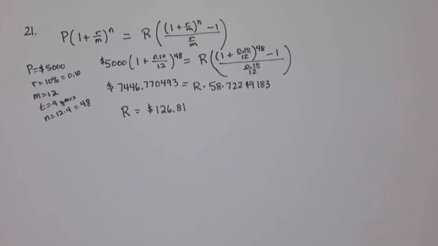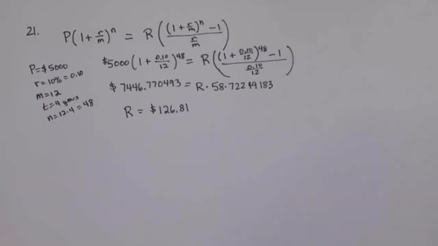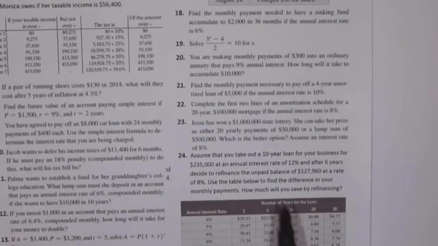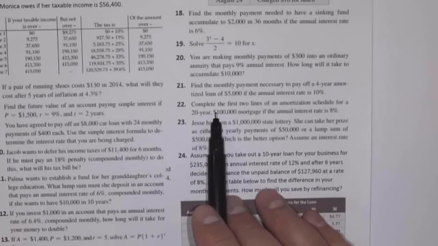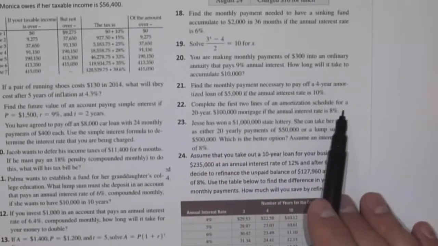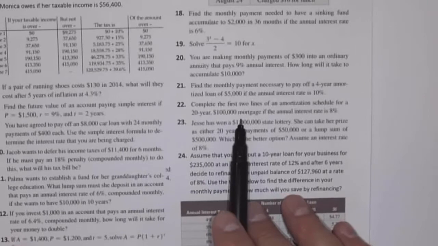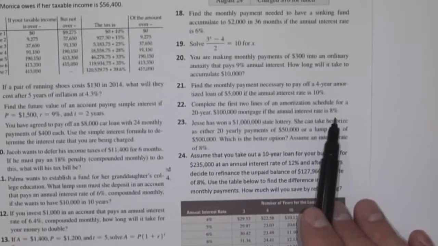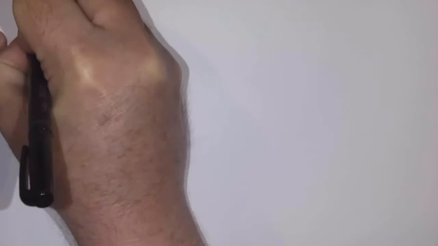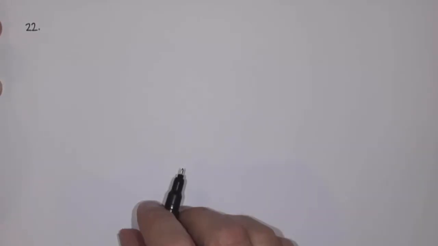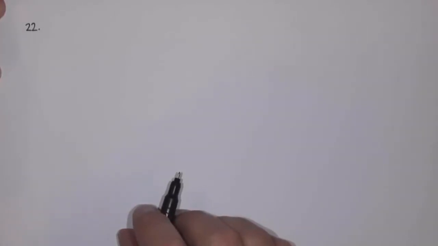Let's take a look at number 22. Number 22, we want to complete the first two lines of an amortization schedule for a 20-year, $100,000 mortgage if the annual interest rate is 8%. So if we're going to fill out the first two lines of the amortization schedule, then we're going to need to figure out what the monthly payment is going to have to be.